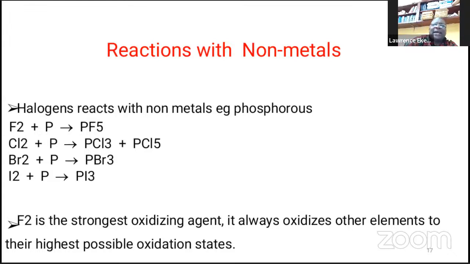Now, reactions with non-metals. Halogens react with non-metals like phosphorus to form the halides of phosphorus. Fluorine reacts with phosphorus to give you phosphorus pentafluoride. Chlorine reacts with phosphorus to give you oxidation states of 3 and 5: phosphorus trichloride and phosphorus pentachloride. The same thing with bromine and iodine. So with fluorine, the oxidation state is very strong.